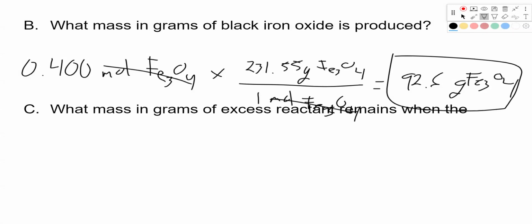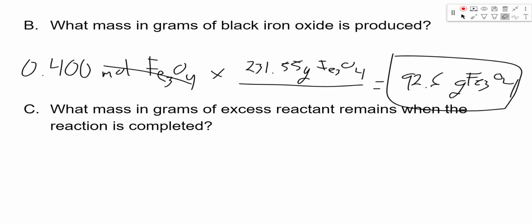And then what mass in grams of excess reactant remains when the reaction is complete? So we want to know when we're finished, how many grams are we going to have? This requires a few more steps. So we have to figure out first, what's the mass in grams of excess reactant that gets used in the reaction, and then we can solve for what amount would be left over.